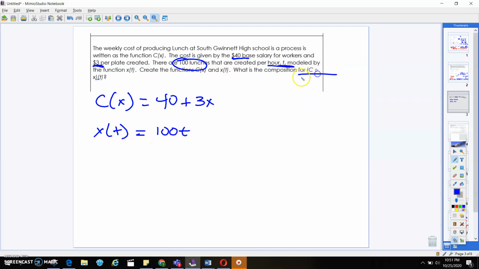Okay, and now we're going to do this composition. So c of x of t. We're going to take c, which is 40 plus 3x, and where we have x, we're going to plug in 100t.